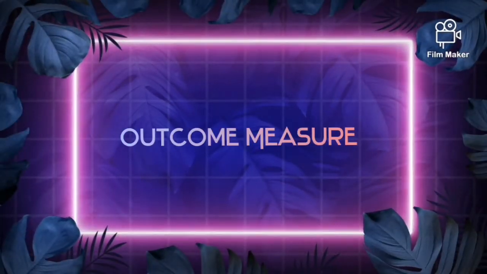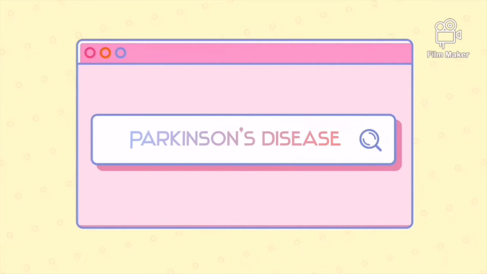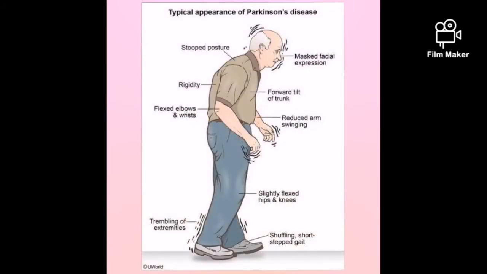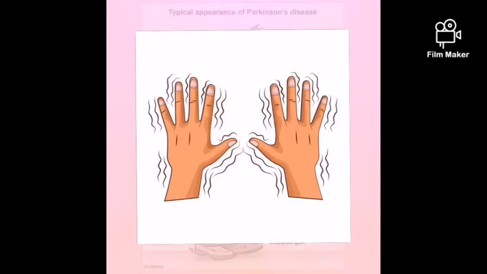Outcome measure. Parkinson's disease. It is a progressive nervous system disorder that affects movement. These are the typical appearance of Parkinson's disease: masked facial expression, reduced arm swing, shuffling or short steppage gait, trembling of extremities, and tremors.